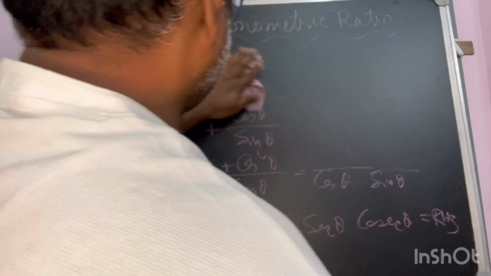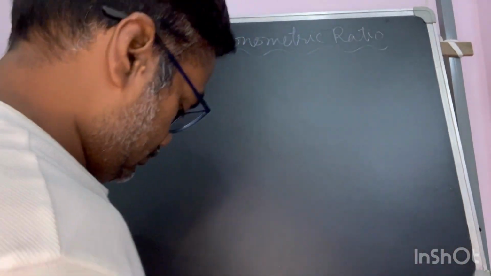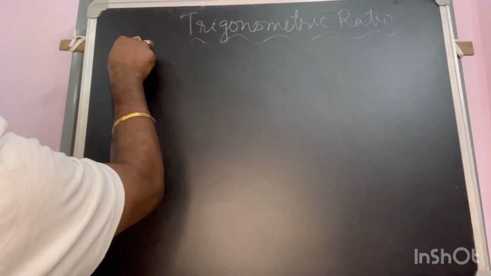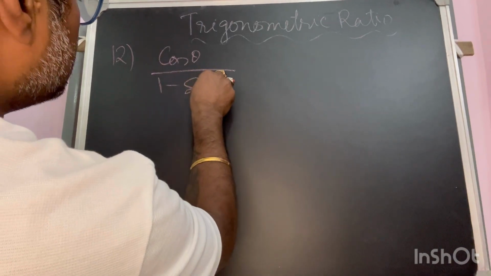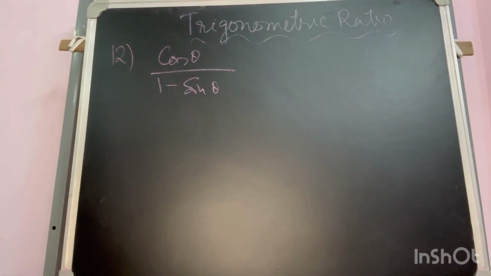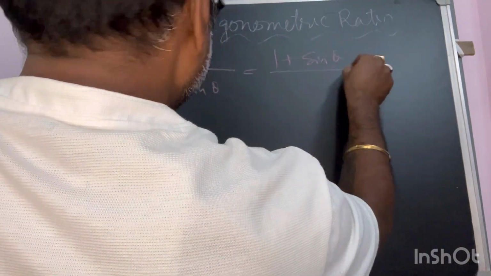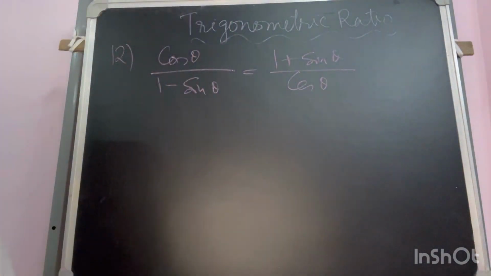Moving to problem number 12. Cos theta divided by 1 minus sin theta is equal to, you have to prove, 1 plus sin theta divided by cos theta, isn't it?